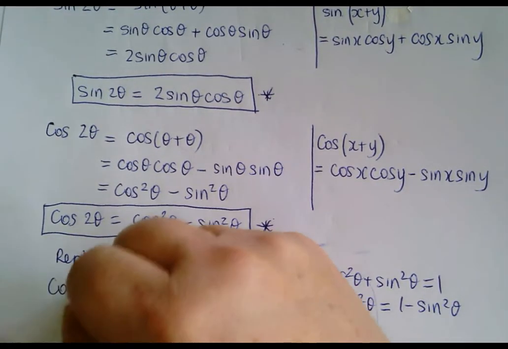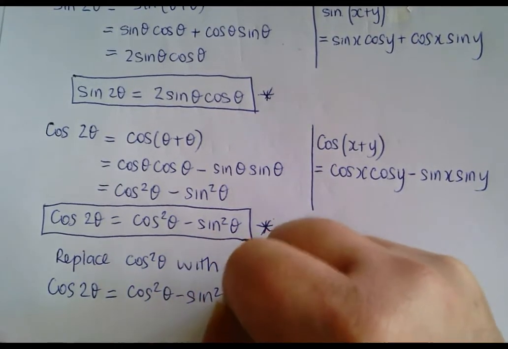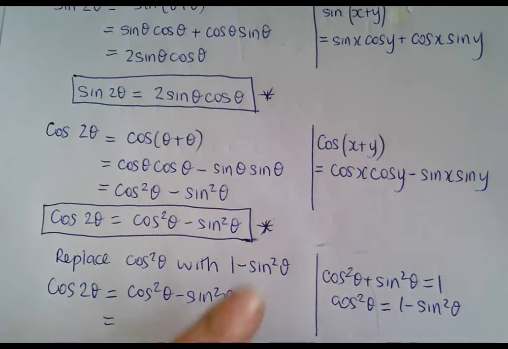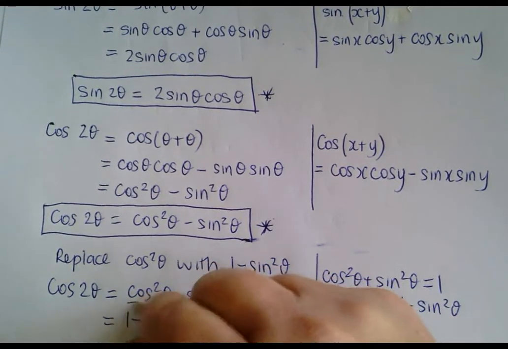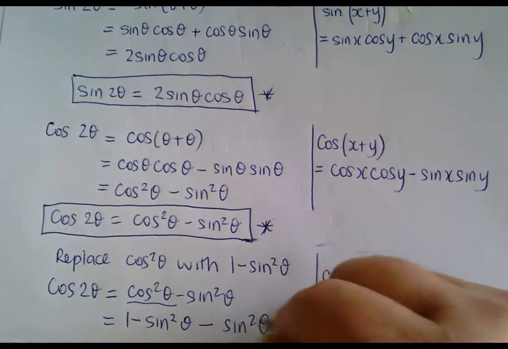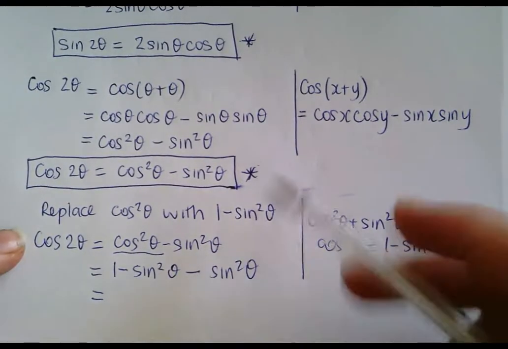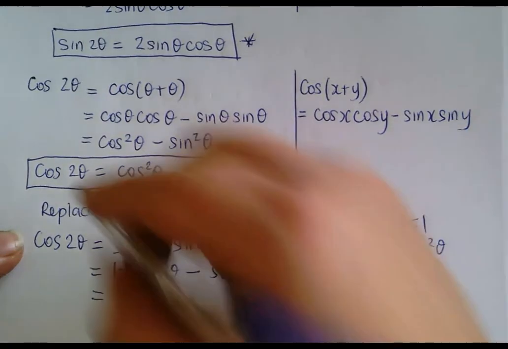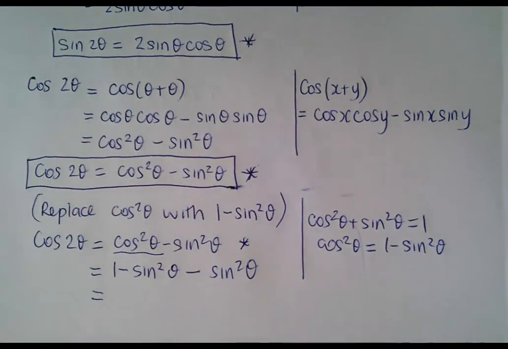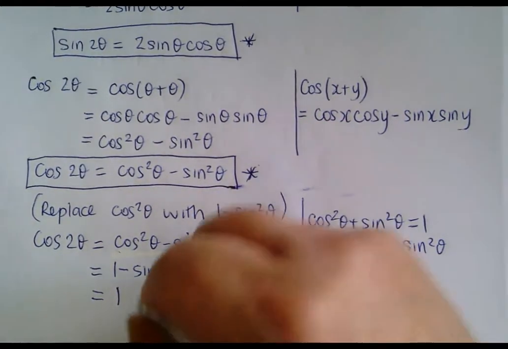I end up with cos 2 theta is, now I'm just going to start with the first line. So I start with this, that's from my first result. Then I replace cos squared theta with 1 minus sine squared theta. So the cos squared theta becomes 1 minus sine squared theta. I've still got minus sine squared theta here. What do I end up with? 1 minus 2 sine squared theta.